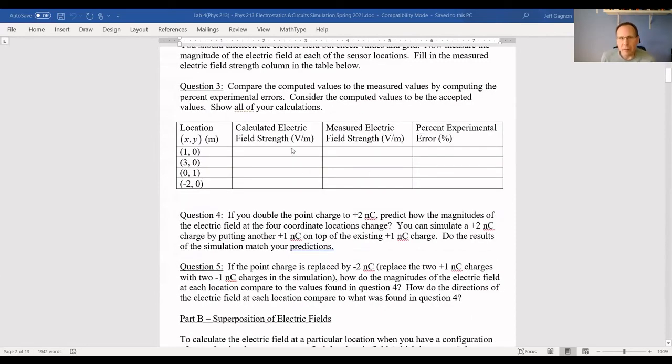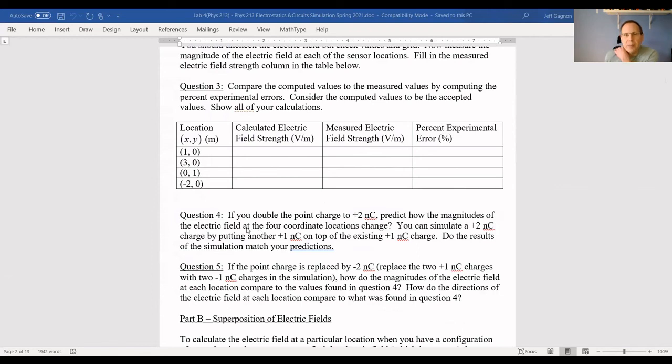So once you have your calculated values, and again, this is question 1, you want to show me all those calculations, how you got those magnitudes. Then you have your measured values from the simulation. I want you to compare them by computing the percent experimental error. So compute the percent error for each of those 4 locations.